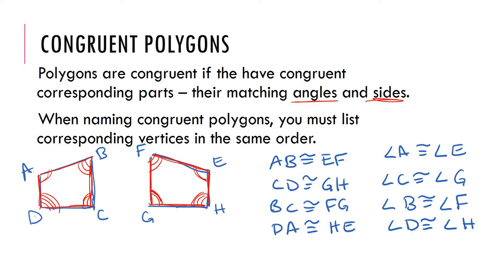So with that said, I can now say that the figure ABCD is congruent, and watch the direction you're going. If I started here and went this way, I've got to start here and go this way, is congruent with EFGH. So make sure your congruency is going in the same direction.